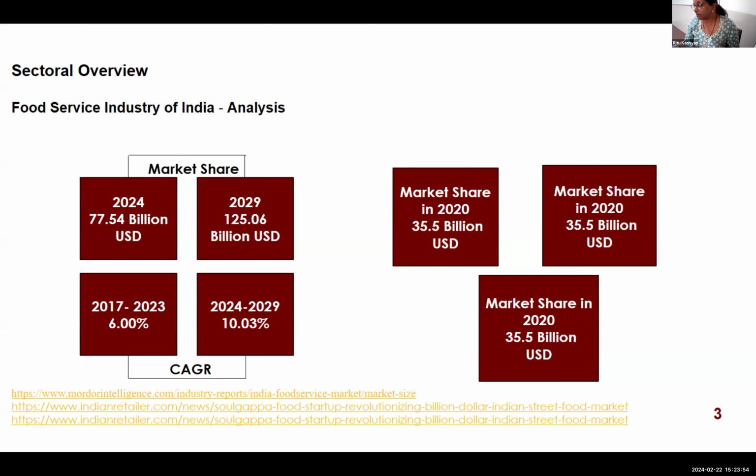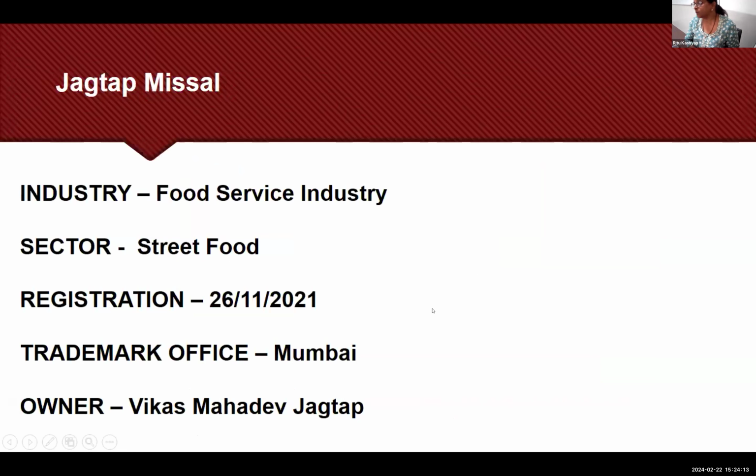The market share of street food in 2020 was 35.5 billion USD, and looking at the CAGR, the share will be much higher in the coming years. This made me interested in studying this particular joint, which is very famous in Mumbai, in the Kandivali area, known as Jagtap Misal.